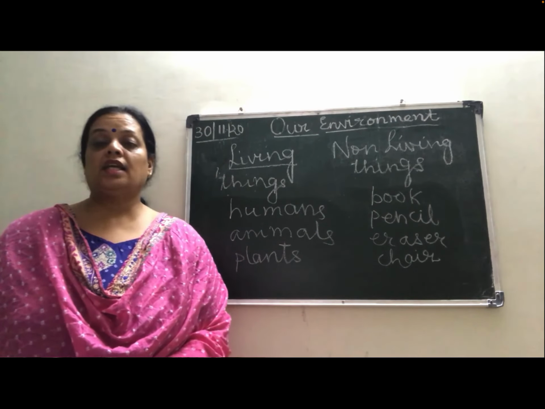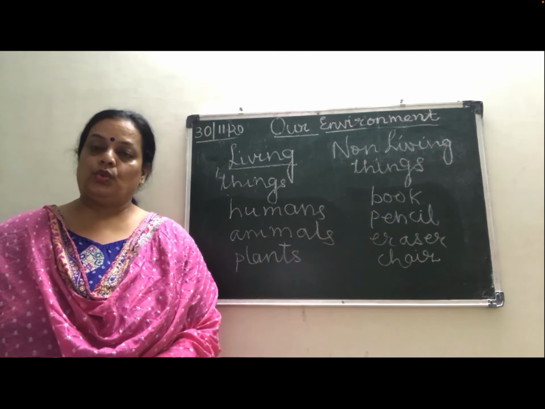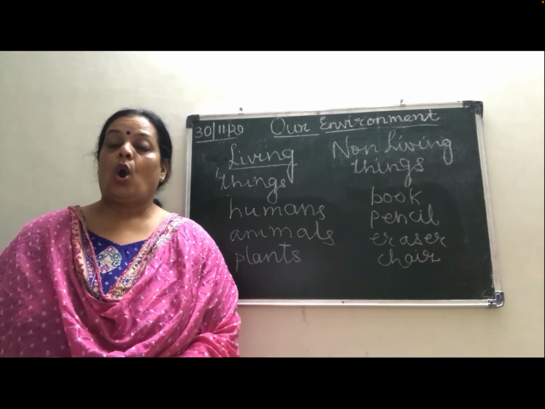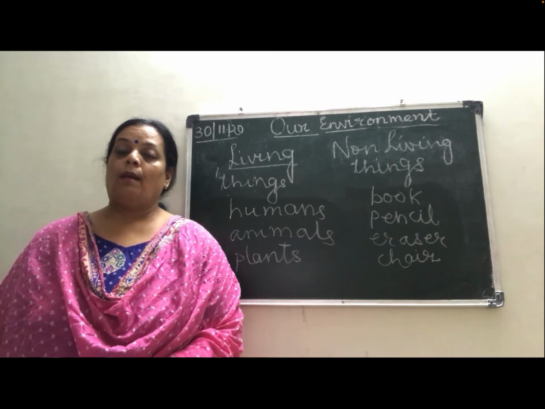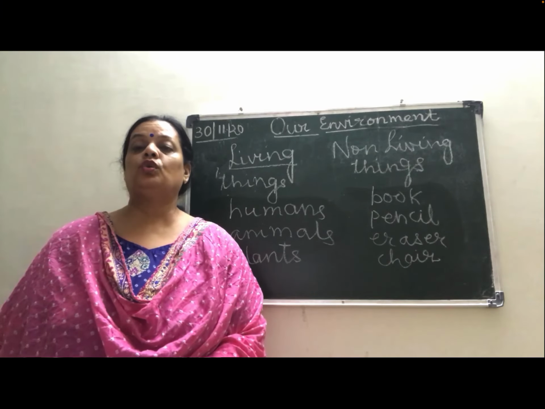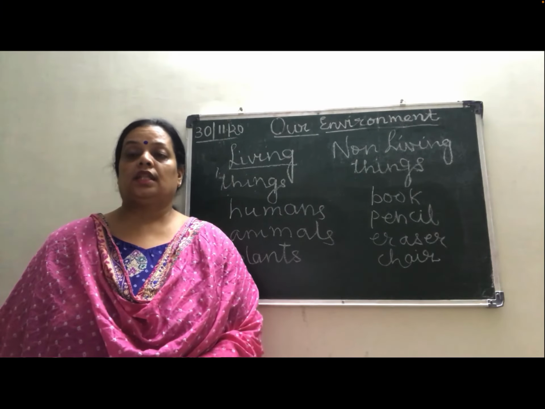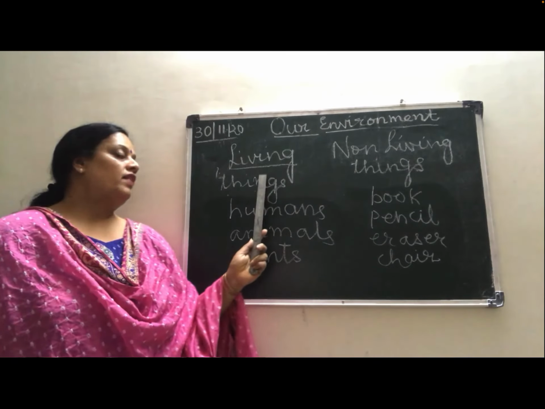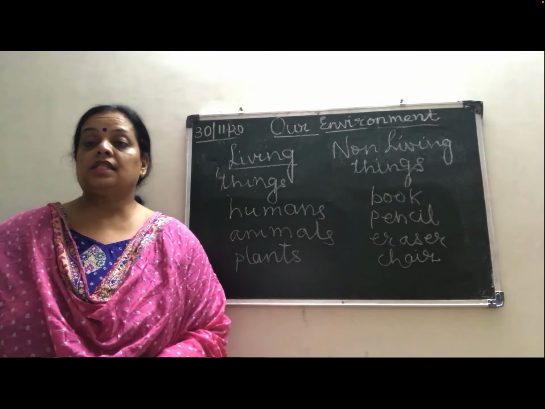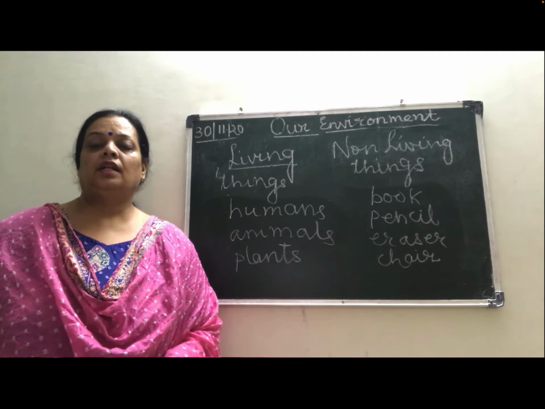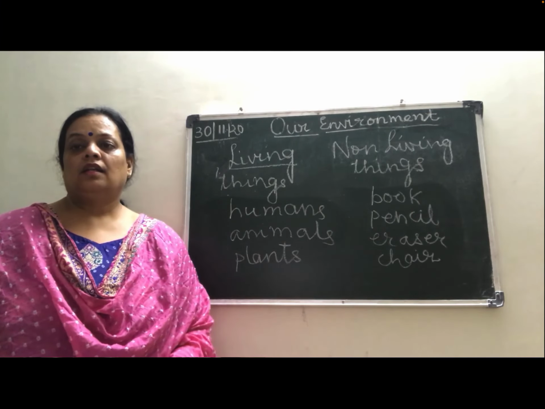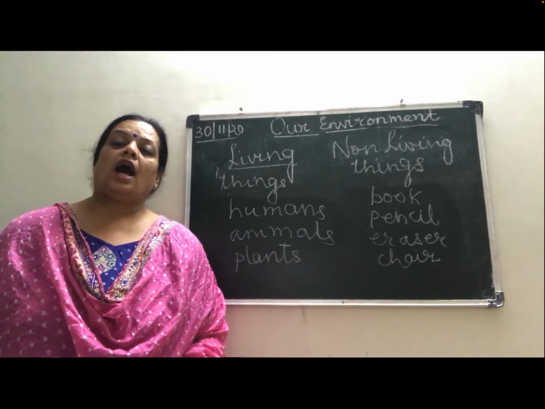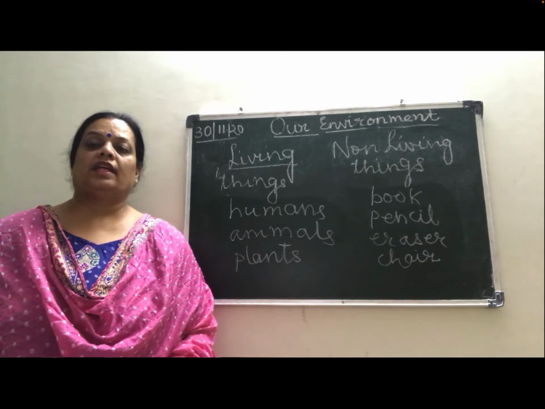Now, living things eat food. Do you eat food? Yes, I also eat food. All animals eat food. Plants also need food to grow. So, the things which eat food are called living things. But things like chair, table, cycle, mobiles, they don't eat food, and so they are known as non-living things.